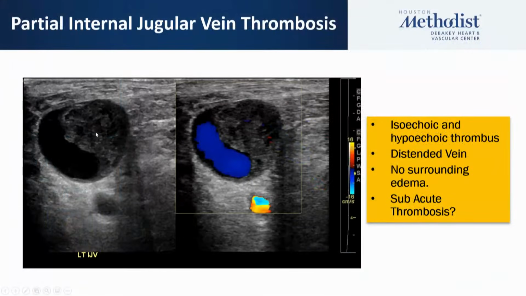Here, for example, is an example of a clot in the jugular vein. Notice the jugular vein is dilated. It's a partial clot. There is no surrounding edema in this instance. And the question is, is this a subacute or acute thrombosis?